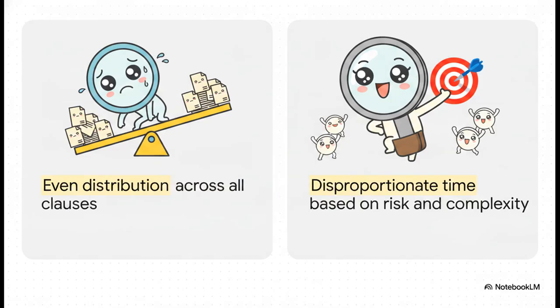Think about it like this. A standard audit just spreads time evenly across all the clauses. It treats all operational areas exactly the same. But a risk-based audit? It intentionally places your time and resources exactly where the environmental stakes are the highest. It allocates time disproportionately based on risk exposure and operational complexity. I mean, you wouldn't spend the same amount of time auditing a minor administrative desk as you would a highly complex chemical processing line, right?